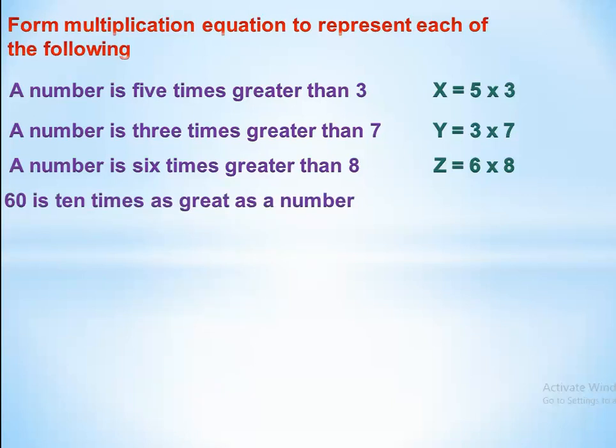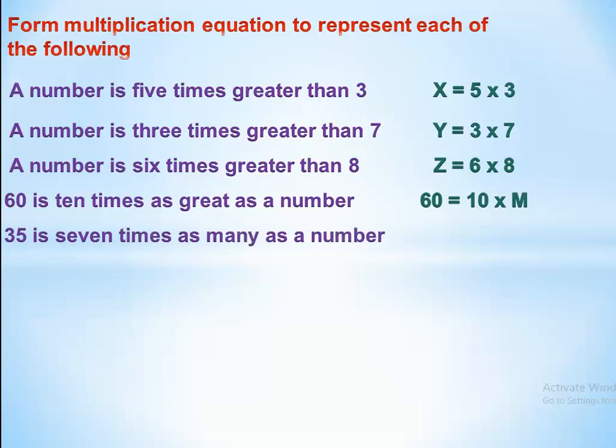60 is 10 times as great as a number, or as many as a number. So we are going to write 60 equal 10 times any letter, m, n, y, anything. 35 is 7 times as many as a number. The same, 35 equal 7 times any letter, n.